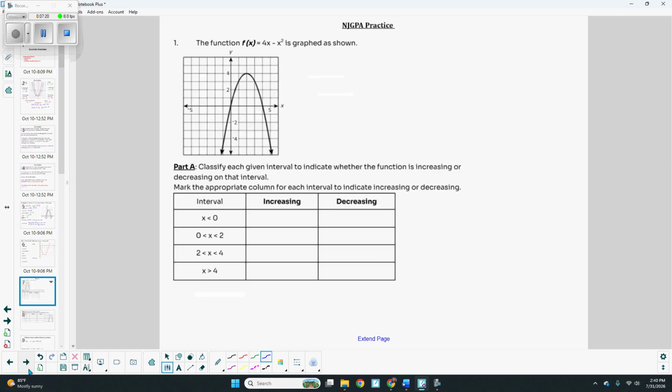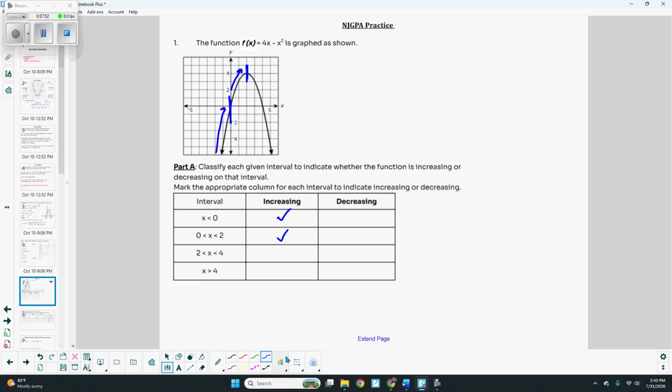So some NJGPA practice. So the function here is graphed. We want to classify each given interval to indicate whether the function is increasing or decreasing on that interval. So if we started everything to the left of 0, right? X is less than 0. So what's happening here? From left to right, it's going up. So that's increasing. From 0 to 2, I'm still going up on the graph.